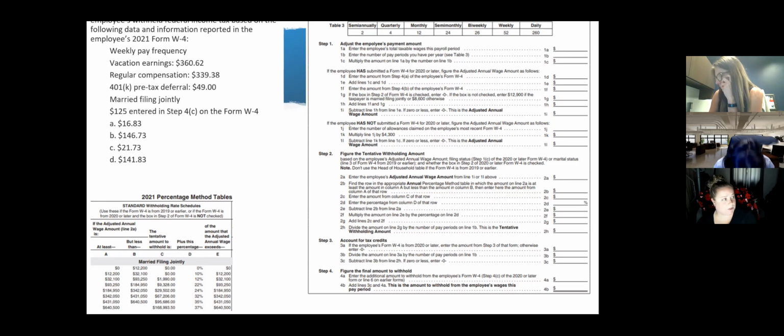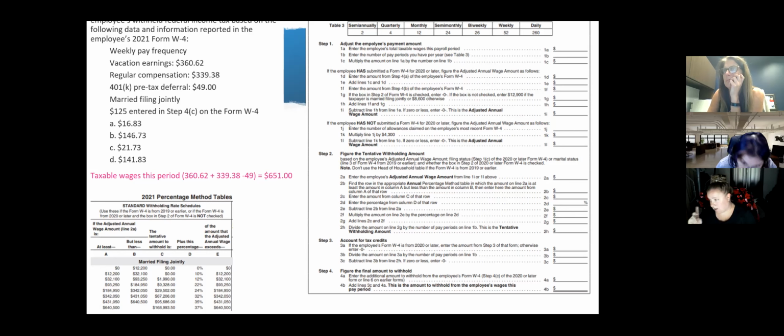So if we look at this one together a little bit, to get our taxable wages, we're going to take the vacation he was paid, the regular he was paid, add those together, subtract out the 401(k) deferral when we're calculating the federal withholding. When we're calculating FICA, Social Security and Medicare, you would not take out that $49. But since we're looking at federal withholding, you'll take out that $49. So you get $651. So that's going to go on that top line.